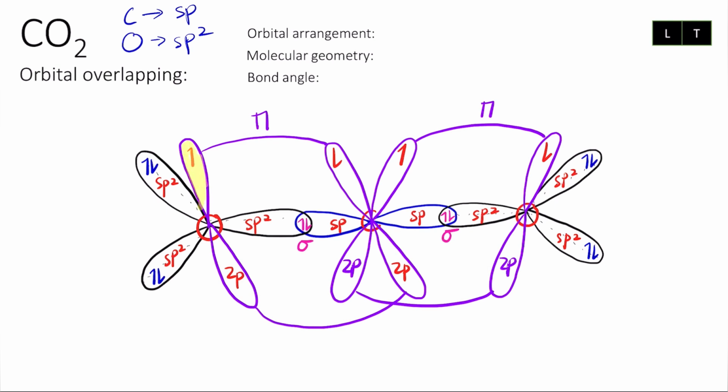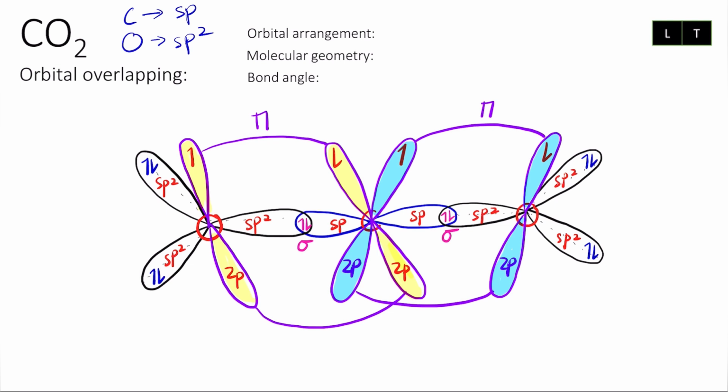Satu couple antara this one dengan this one. Satu lagi couple antara this one dengan this one. Biasanya kita akan lorek lah untuk tunjuk orbital overlap for pi bond. Walaupun dia tak terlibat dengan proses hybridization, tapi kita still kena tunjuk. That's why I use example CO2.